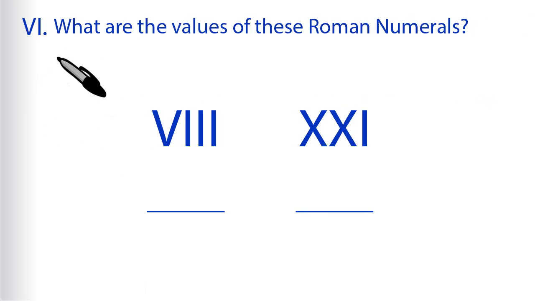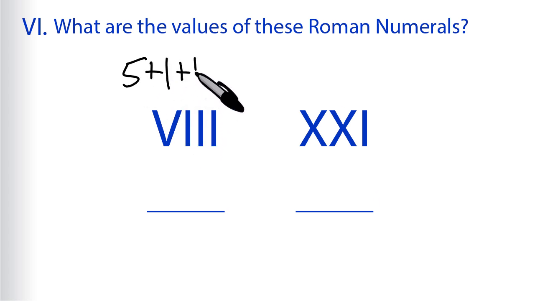For problem VI, we have: what are the values of these Roman numerals? And we're given VIII and XXI. So for VIII, V stands for 5. The value of V is 5. So we have 5, and then the value of I is 1. So it's 5 plus 1 plus 1 plus 1, and 5 plus 1 plus 1 plus 1 is 8. So VIII is 8, and then XXI, in which X stands for 10.